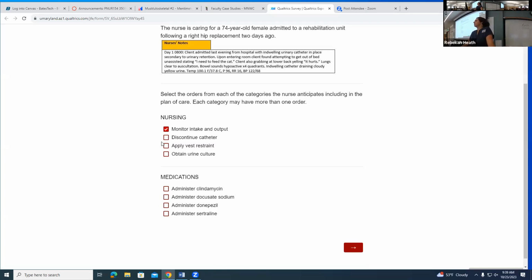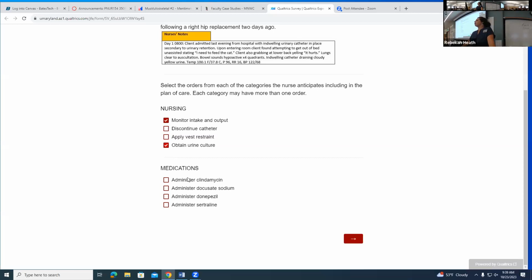Apply a vest restraint. Yeah, not indicated. Obtain a urine culture. Yes, absolutely. We want to see what it's growing. All right, let's move to medications. Do you think they're going to order clindamycin? What is clindamycin? It's an antibiotic, yeah.